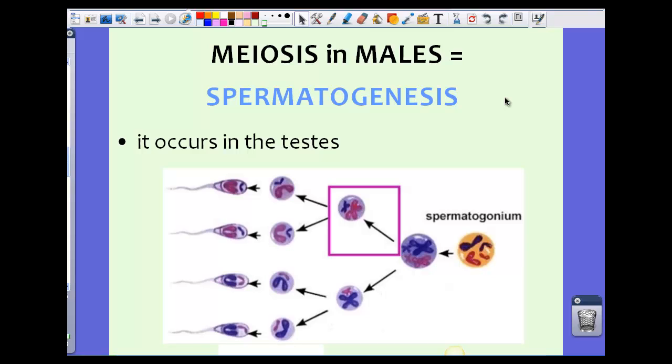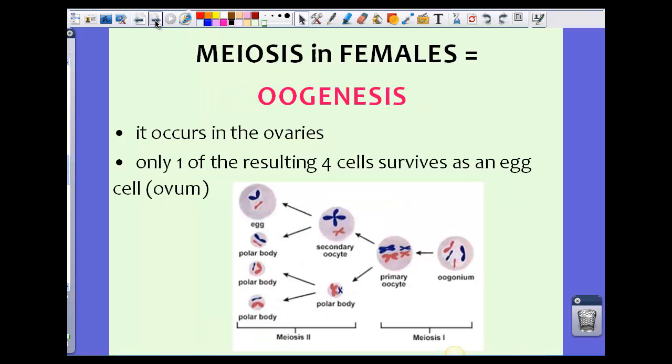So meiosis in males is called spermatogenesis, and this occurs in the testes. And basically what's happening, and again, once we do our activities in class, you'll know exactly where we're getting the numbers from. But we have our first division here and our second division here, which creates 4 haploid cells.